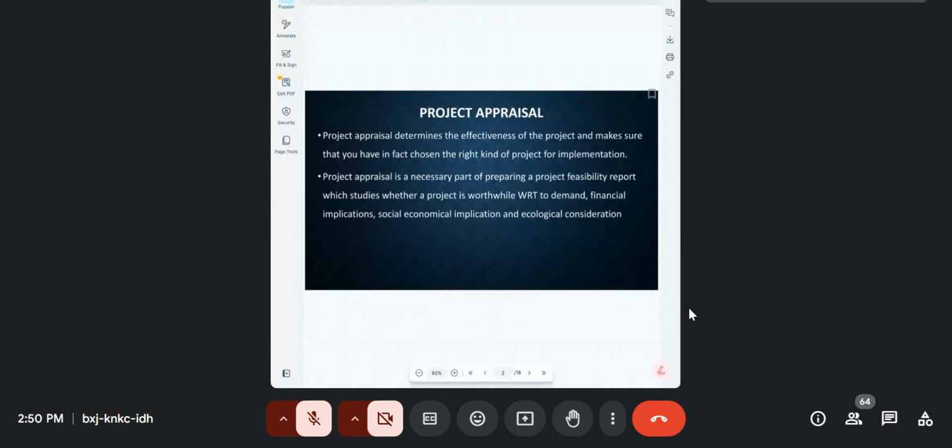So the project appraisal is a necessary part of preparing a project feasibility report, which studies whether a project is worthwhile with respect to demand, financial implication, socio-economic impact, and ecological considerations.